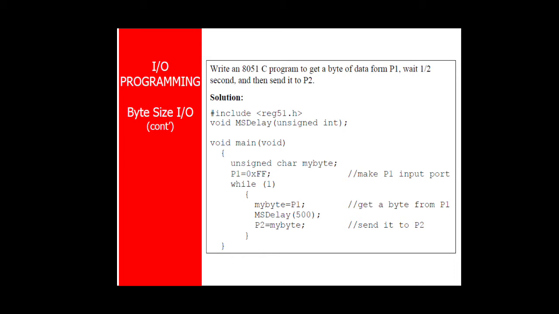And in the main function, one variable of unsigned char type is declared, that is my byte. Then P1, port 1, is initialized with FFH value, meaning that we are making it an input port. And inside the loop, first my byte is equal to P1, whatever value is there in port 1 is sent to the variable, it is received by the variable my byte. Then insert the delay. Here we have to insert a delay of half a second, which means 500 milliseconds. Therefore 500 value is sent, then P2 is equal to my byte.